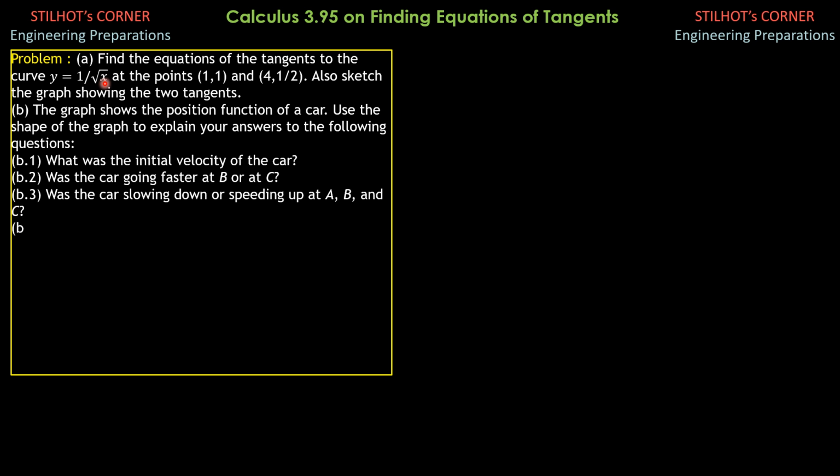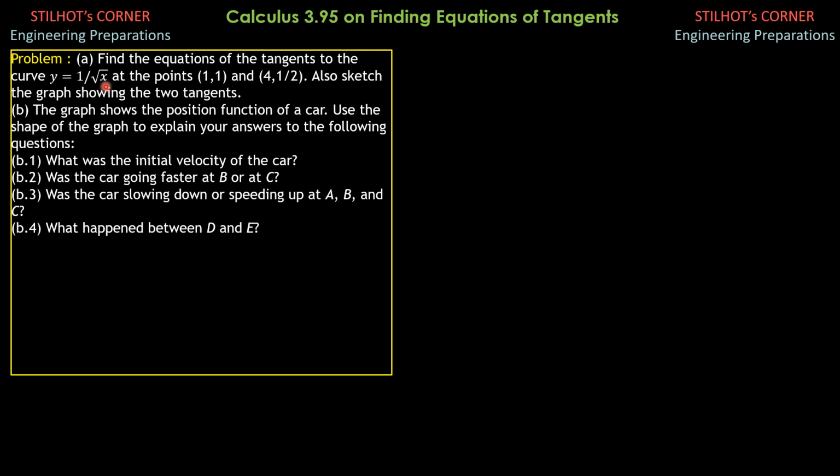But when x is very close to 0 but positive, y is 1 over almost 0, so that's positive infinity. It comes from positive infinity. When x is 9, y is 1/3. When x is 4, it is 1/2, and so on and so forth. When x is 1, y is also 1.